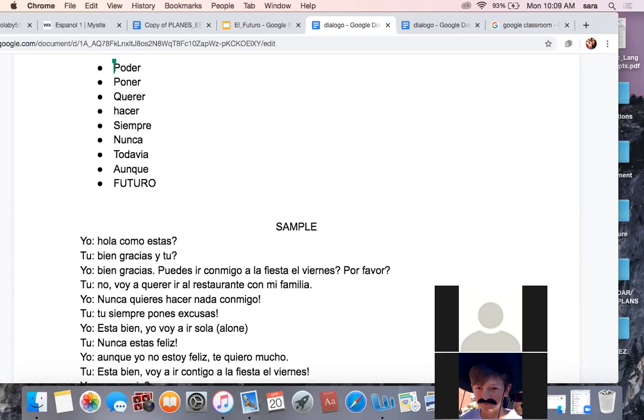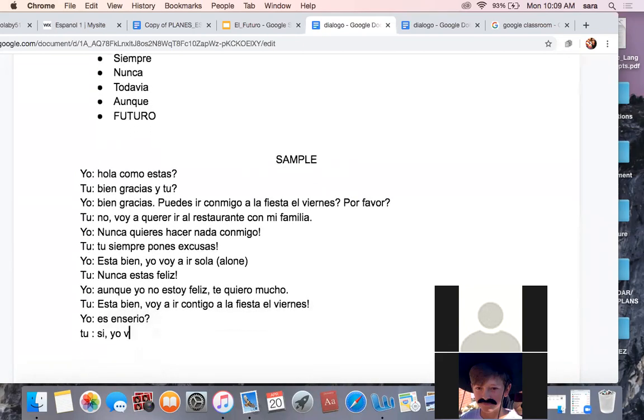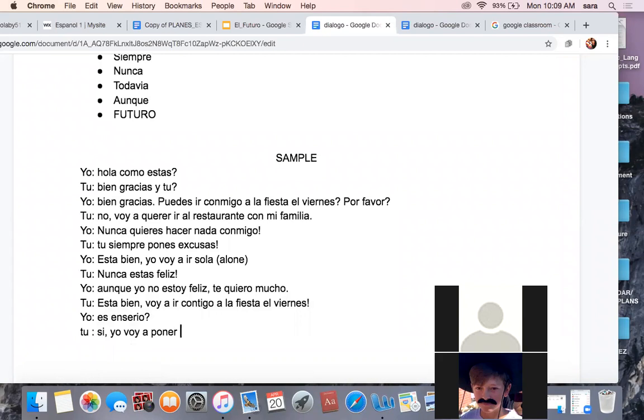Yo voy a poner mi ropa en el closet y voy a comprar un regalo. Regalo means gift.